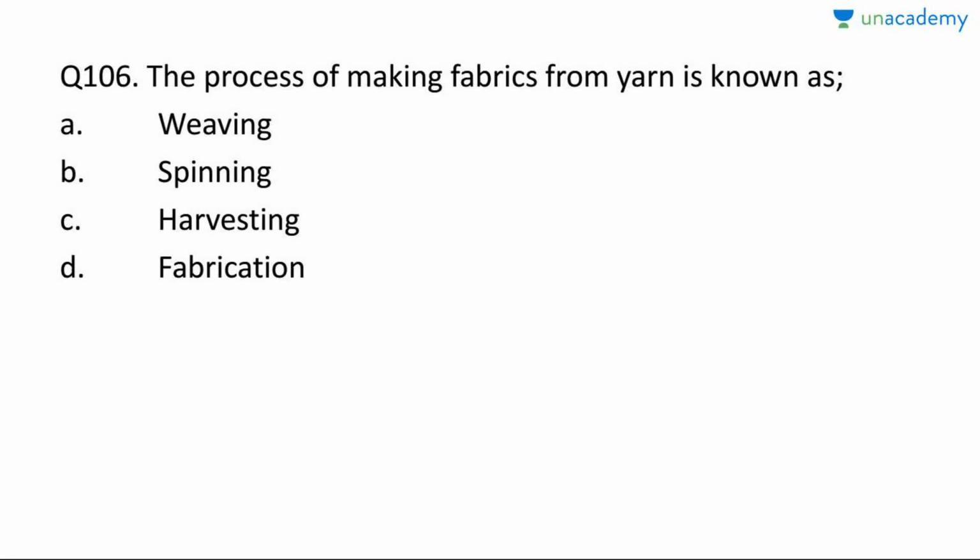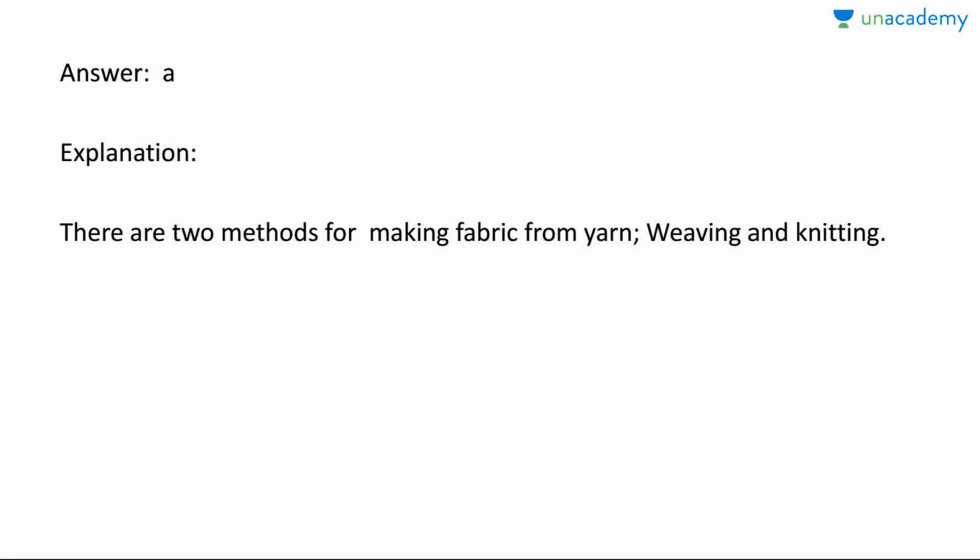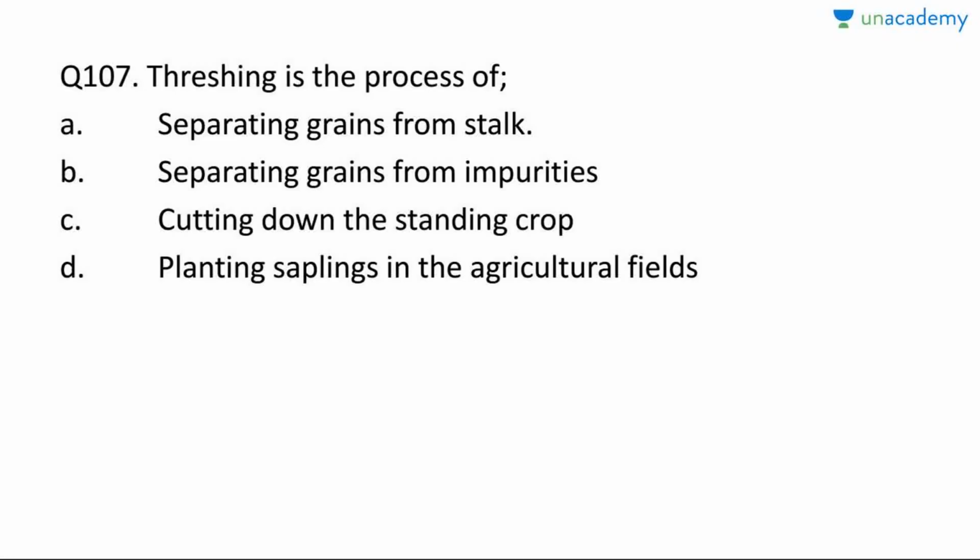So 106 question. The process of making fabrics from yarn is known as, so this process is called as weaving. So answer here is A. 106 answer is A. So there are two methods for making fabric from yarn. One is weaving and another is knitting. Okay. Question number 107.